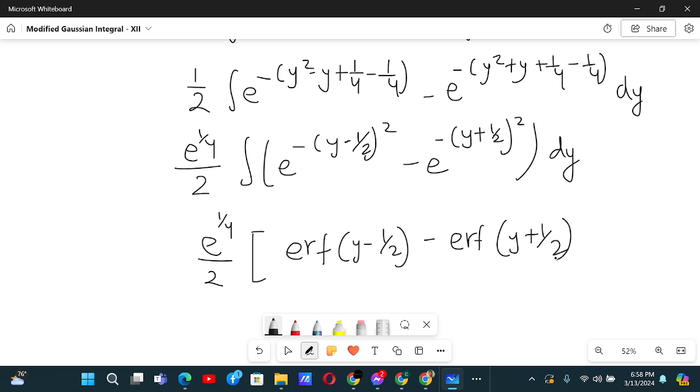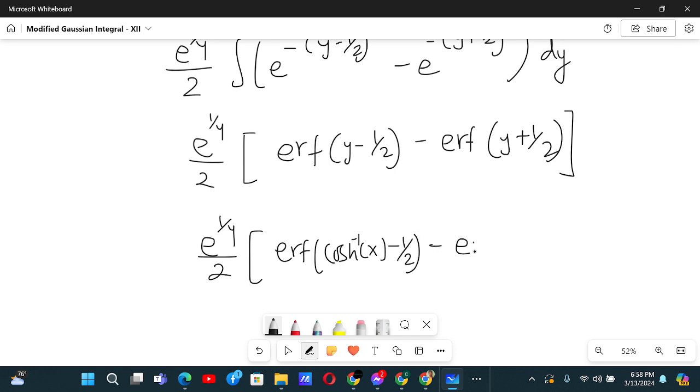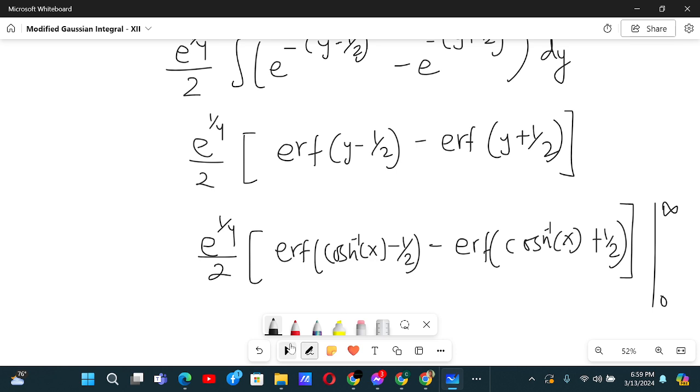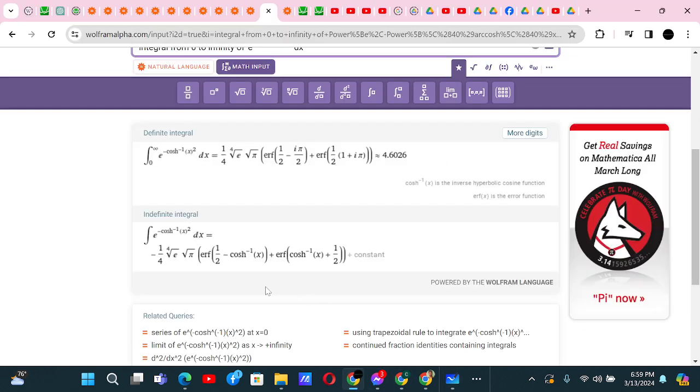Now because y is cosh inverse x, let's substitute that. We get the integral to be erf of cosh inverse x minus 1 by 2, minus erf of cosh inverse x plus 1 by 2. And note that this is to be evaluated from 0 to infinity. But first let's check if this indefinite integral is correct or not from Alpha.